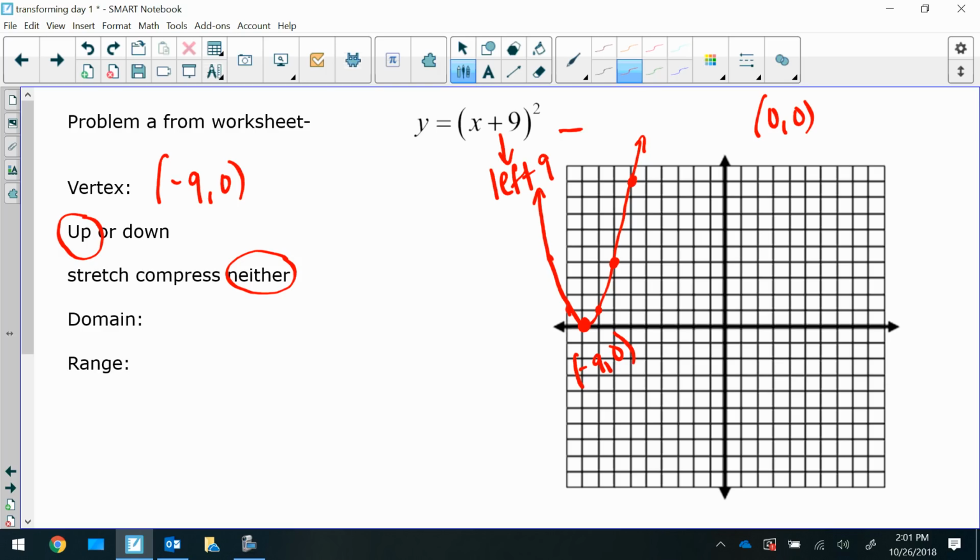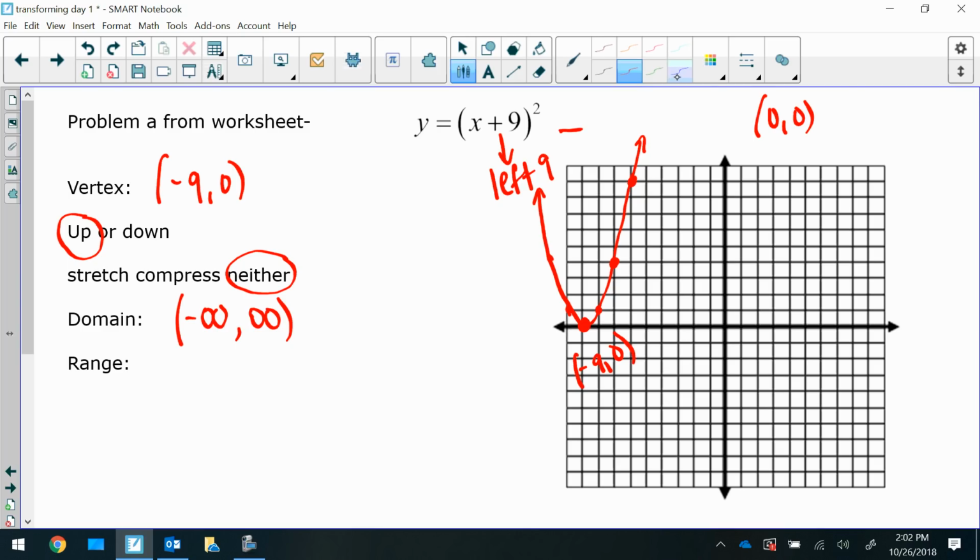So now we're going to go back and do domain and range like we did from the first unit. If I look at all of the values of x, I can put in any value for x and square it. So my domain is going to be all real numbers. So if you remember how we write that, we go -infinity to +infinity.